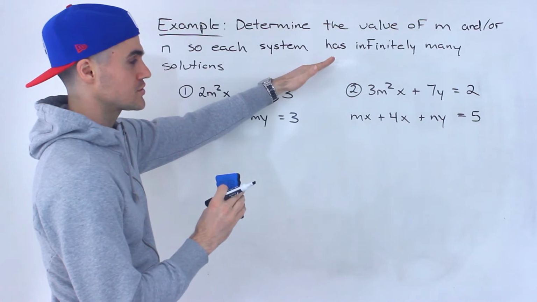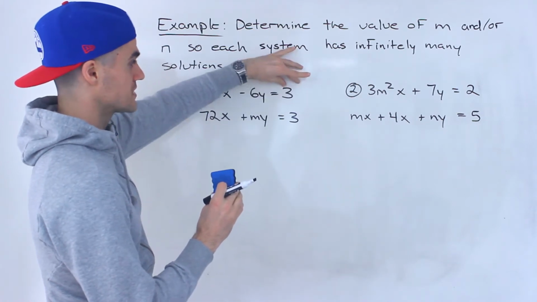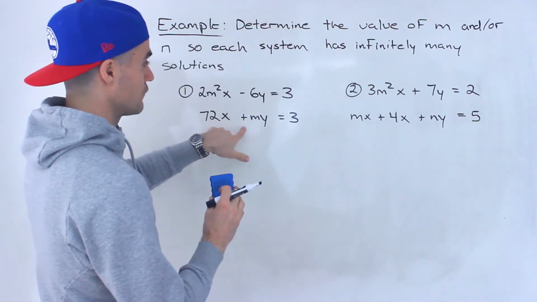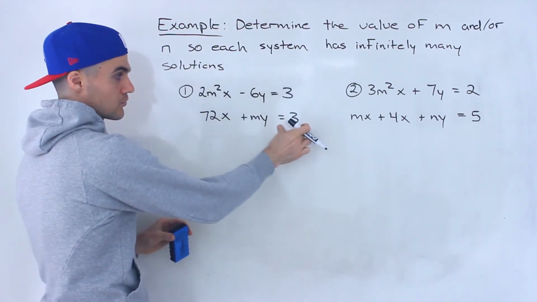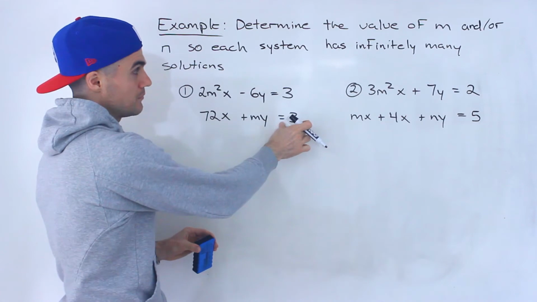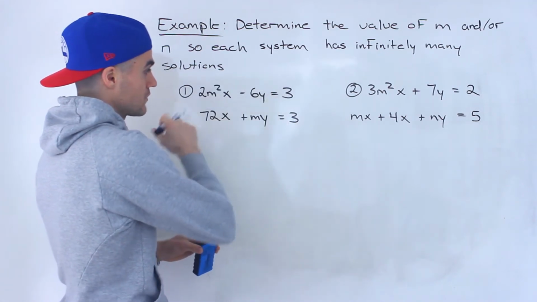Now, if there were no solutions, then the ratio of the constants would be different from the ratios of the coefficients. The ratios of the coefficients would be the same, but the ratios of the constants would be different. But if there are infinitely many solutions, then all the ratios are the same.